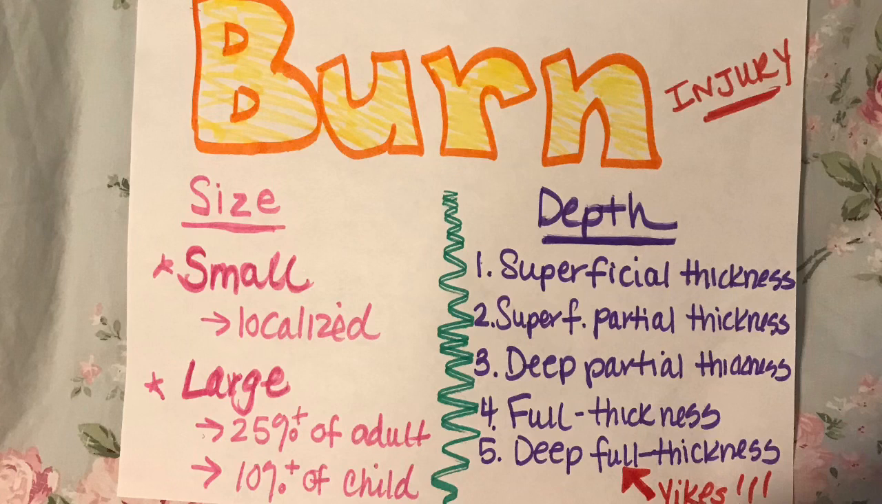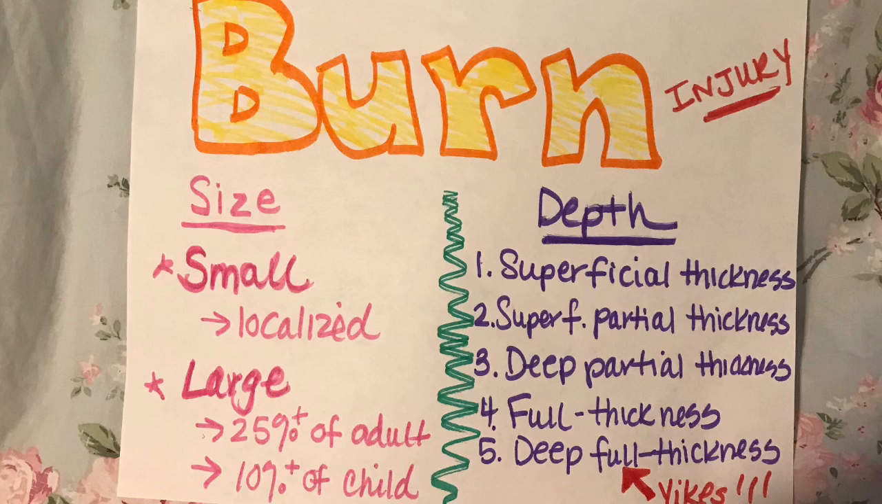The second burn depth, superficial partial thickness burn, involves injury deeper into the dermis and the blood supply is now reduced. With this type of burn, you'll see large blisters that may cover an extensive amount of area. Edema will be present. The burn is painful and sensitive to cold air. And a burn at this level will heal in 10 to 21 days with no scarring.